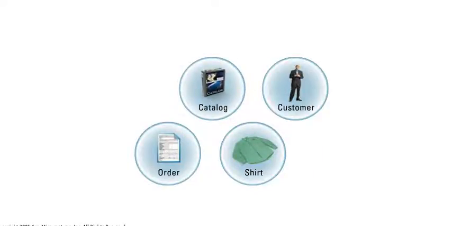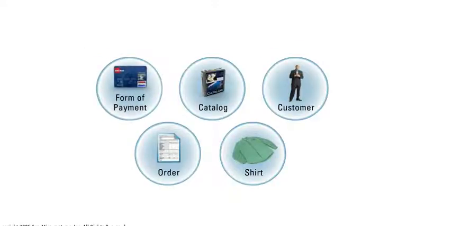Some less obvious ones might be that we also need a catalog. The catalog object is going to keep track of all of the shirts that we have for sale. And then lastly, we probably also need some type of object that will keep track of the form of payment that the customer uses on an order. So these are our possible objects that we might use in the direct clothing example. Again, we say possible because as you refine your design, you may find that you need more objects, or also that some of these objects you may not need at all.